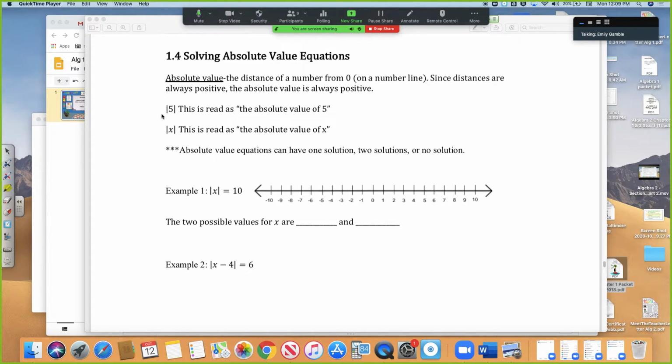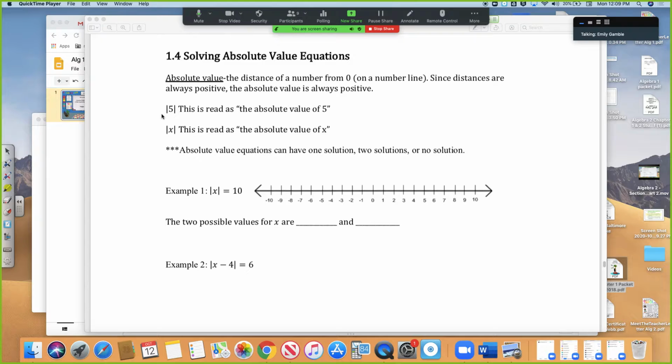So absolute value equations are what we're learning today in this section. Absolute value equations can have one solution, two solutions, or no solution. We're going to be solving equations just like we've been solving. On Thursday of last week, we had a quiz on solving multiple step equations with variables on both sides. Today we're still continuing that, but now we're going to be solving absolute value equations.